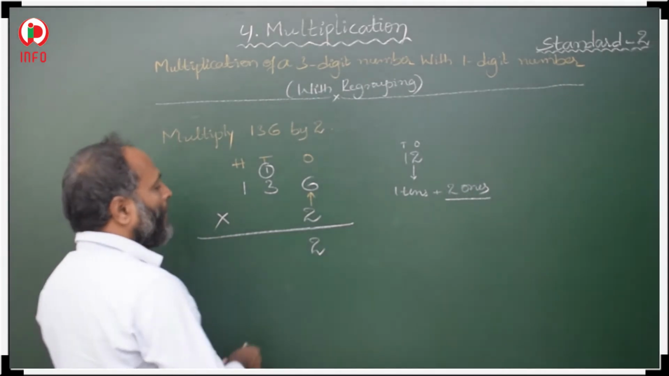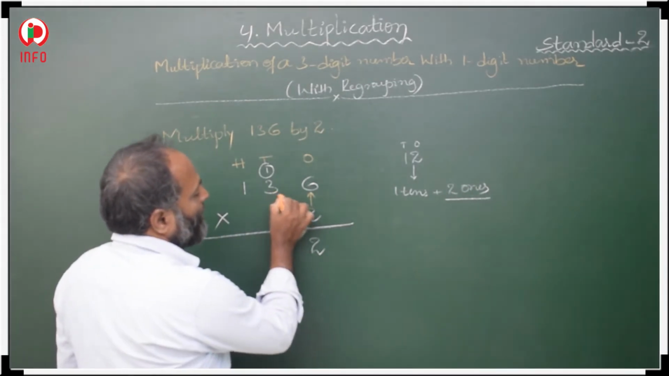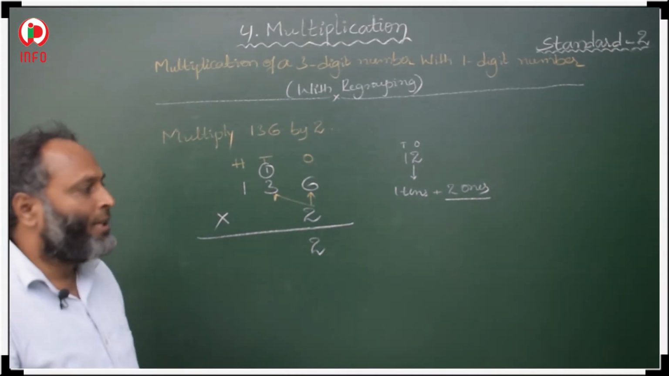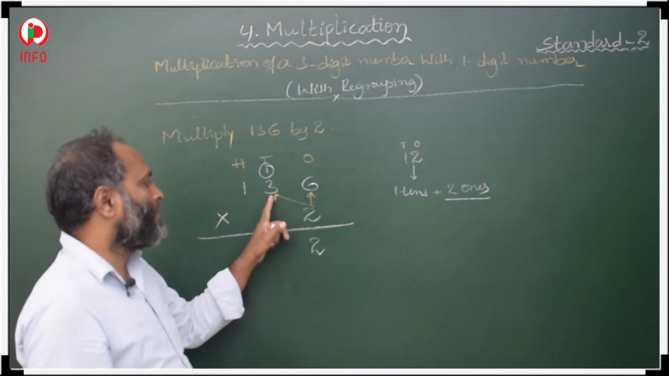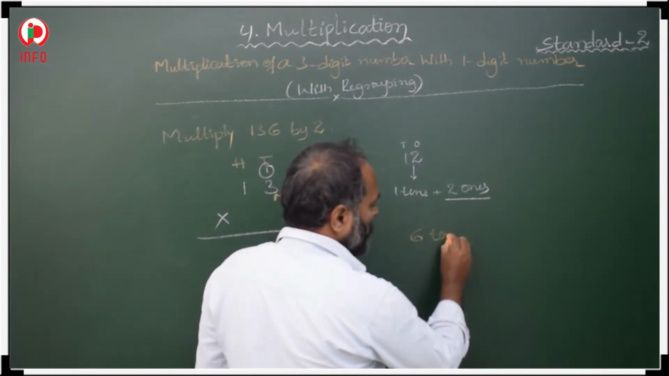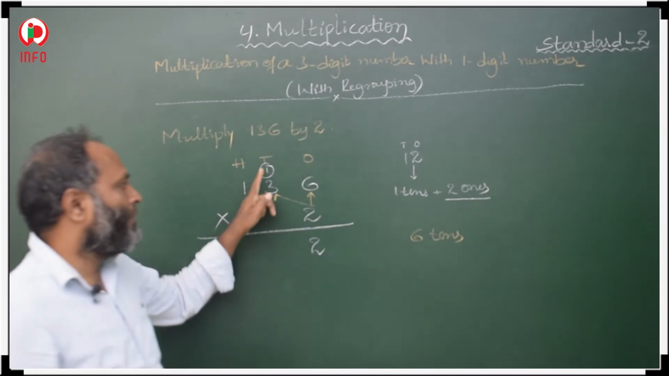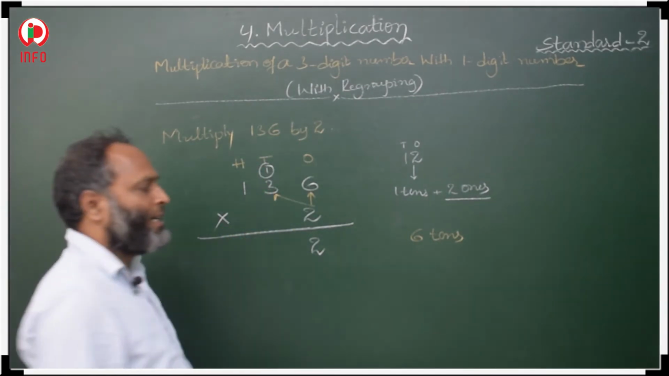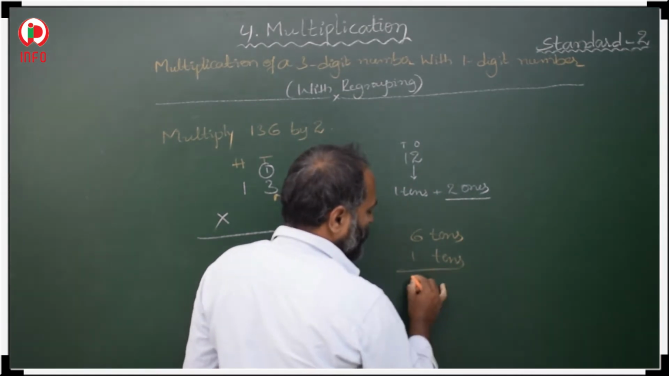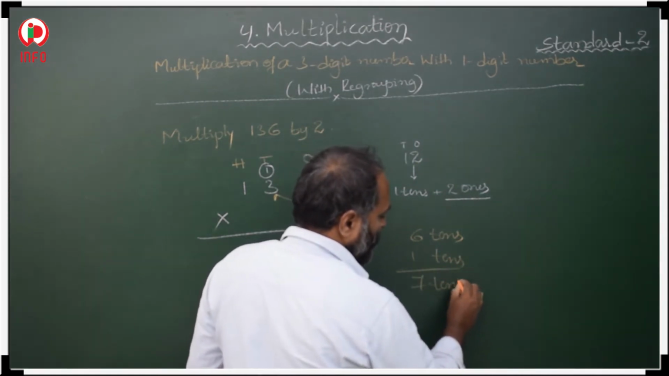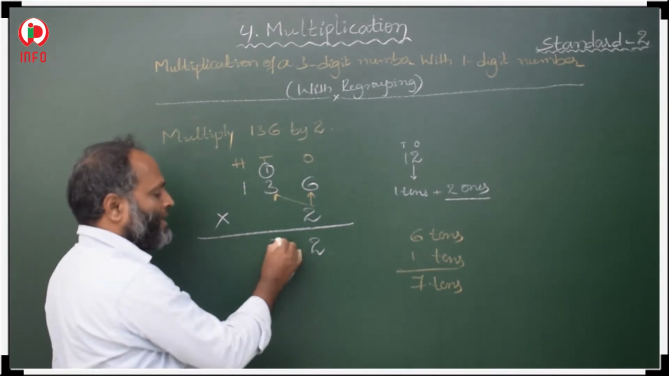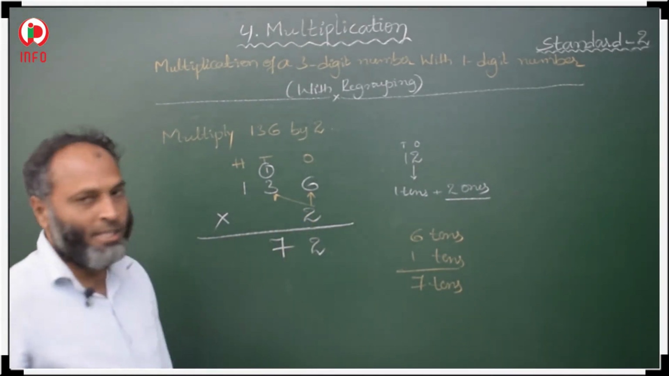Now we have to multiply 2 with this 3. 3 is in the tens place, 3 twos are 6, 6 tens, and already one carry over is there, 1 ten, 6 plus 1, 7 tens. 7 is a single digit number, so that 7 we have to keep in the tens place, 7 tens.